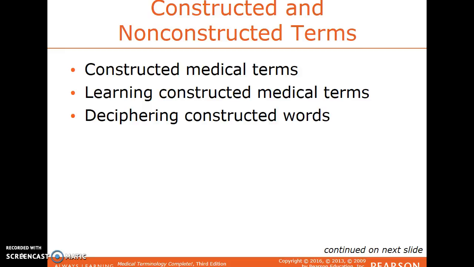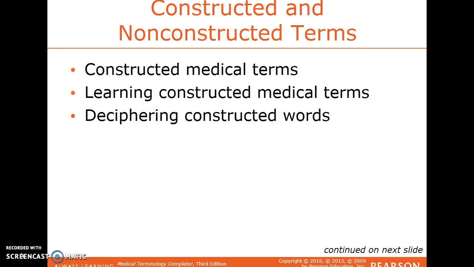Many medical terms are constructed terms, which are made up of multiple word parts that are combined to form a new word. In most cases, the word parts are derived from Latin and Greek. The key to learning constructed terms is to first learn the meaning of the various word parts. It may be helpful to think of constructed terms as if they were written in code.